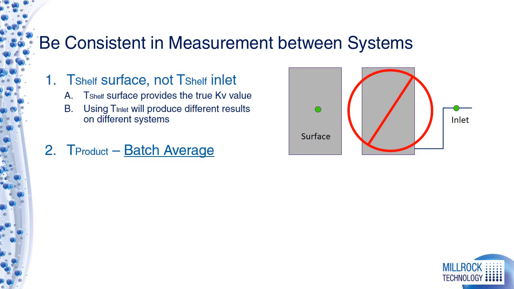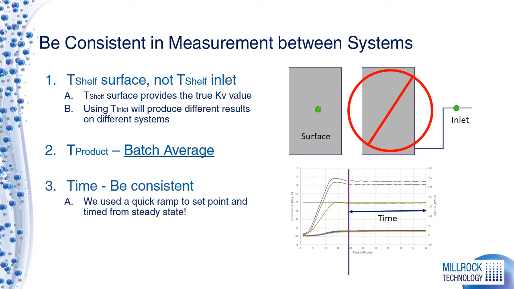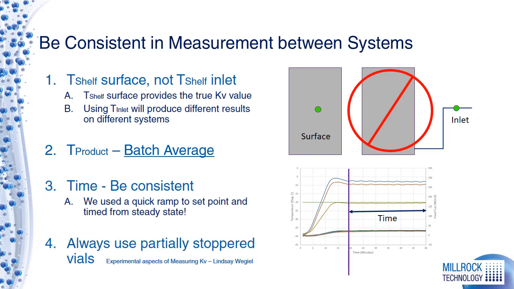We're going to use the batch average, which is the easiest way to do it for gravimetric testing. And we're going to use the time from steady state until we stop the process. We're going to quickly ramp the set point up to temperature, wait for steady state, and then use that period of time as our time period. We always use a partially stoppered vial for the experiments because it's the most realistic methodology.